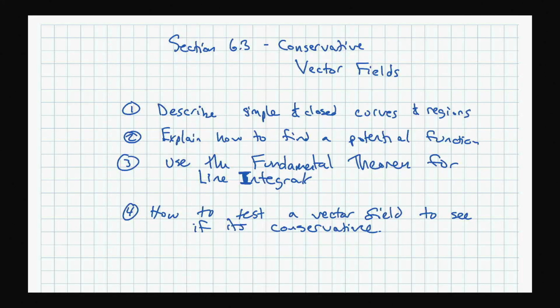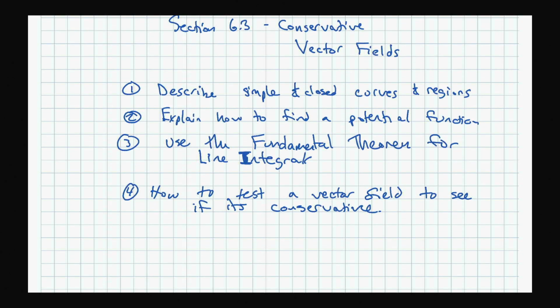Hello, everybody. So what we're going to be looking at today is section 6.3 in the book. That is conservative vector fields. Now, we've already talked a little bit about conservative vector fields. A lot of this is stuff that we talked about in section 6.1, and we're just going to be reminding you of it. So that's nice, makes it a little bit easier.